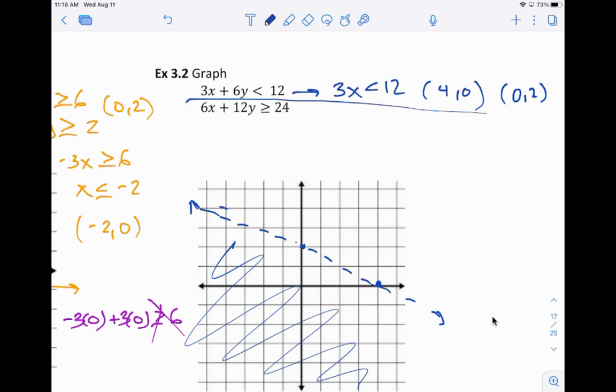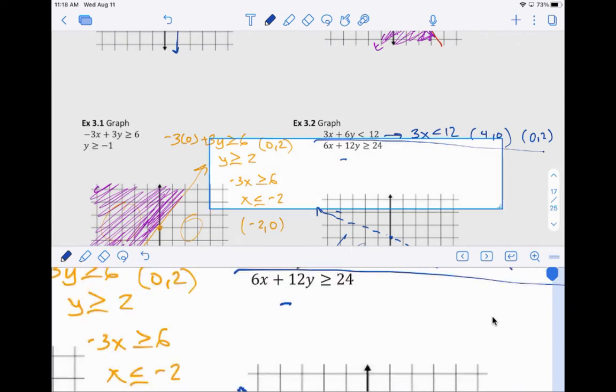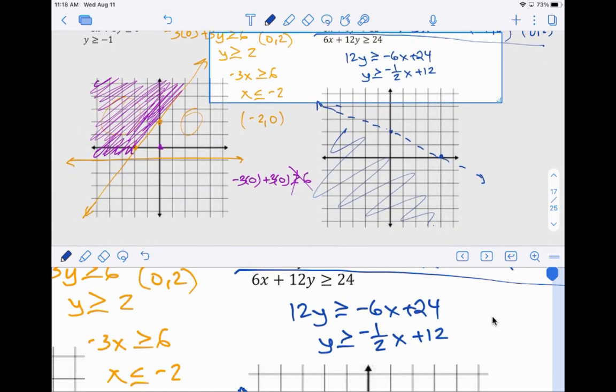Next one I can rearrange, because I could do it both ways. Let's see, that's 12y. I'm going to zoom in here. So 12y is greater than or equal to negative 6x plus 24. If I divide by a positive 12, then I don't need to worry about switching the signs. Oh, see, I don't really like that point. Plus 12, that's kind of hard. Maybe I'll use a different one.